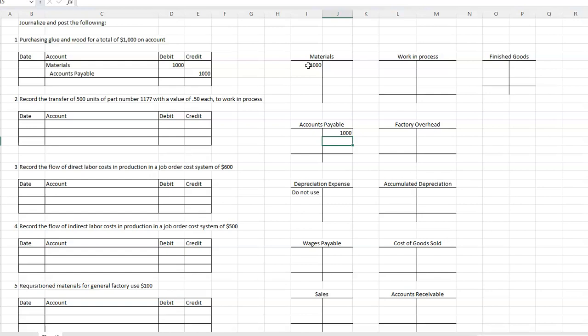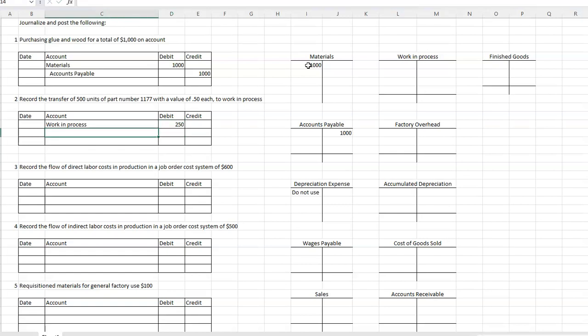Record the transfer of 500 units of part number 1177 with the value of 50 cents each to work in process. So since it's telling us to transfer it to work in process, we know that that was direct costs, because the only thing that goes into work in process is direct costs until we apply our factory overhead to it. So work in process is direct. So we're going to do what it says, which is increase work in process. So work in process increases, and we'll do 500 units times 50 cents, which will be $250.